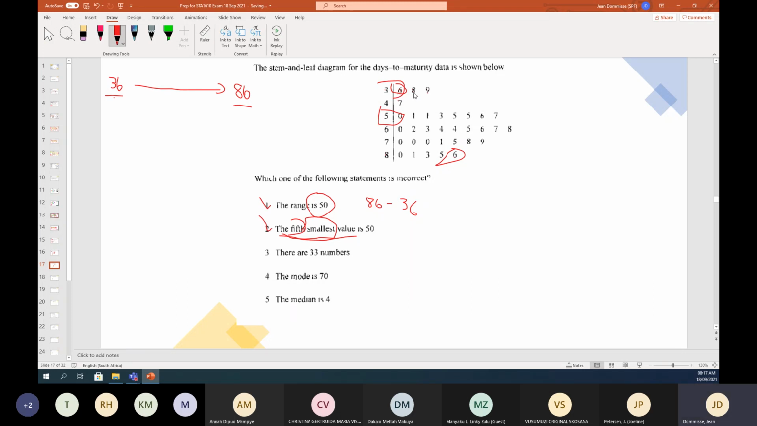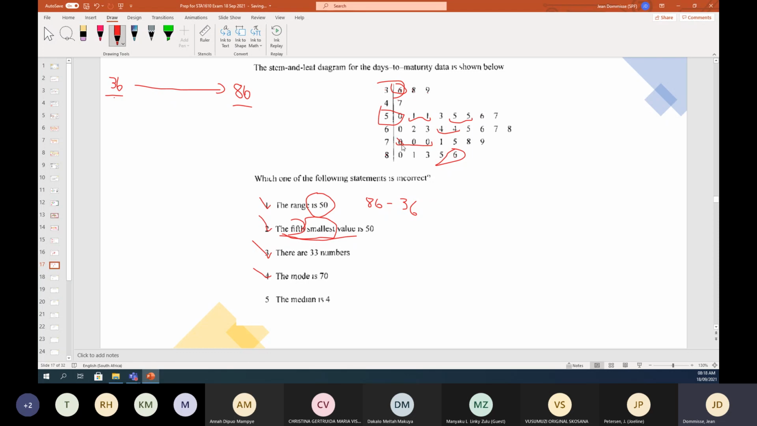Okay, the 33 numbers, I'm not going to count again, but there are definitely 33 numbers. Let's look at the mode again. So the mode is the value that occurs the most. So that's all single numbers. So 51, 55, those appearing twice. 64 appearing twice, and then 70 appearing 3 times. There's no other number appearing 3 times, so the mode is 70.